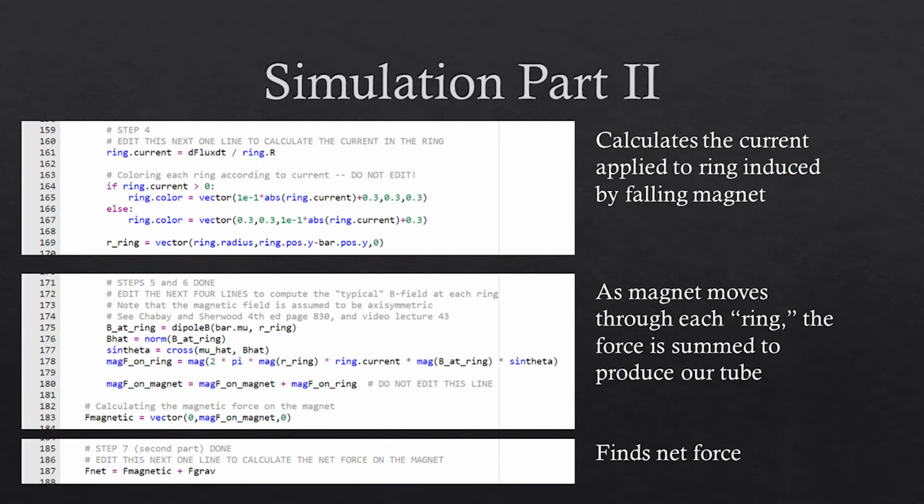These are some other details from our simulation. In the top left, we're just calculating the current that is induced by the falling magnet. And then in the middle is our big chunk of things being done. As the magnet moves through each ring, we are calculating the magnetic force that is produced, and then we are summing that along the entire length of the tube, so that each ring along the length of the tube produces a simulation of our conductive tube. Our last step is just to find the net force, which, in our simulation at least, the only forces acting on it are the force from the magnet and the force of gravity.